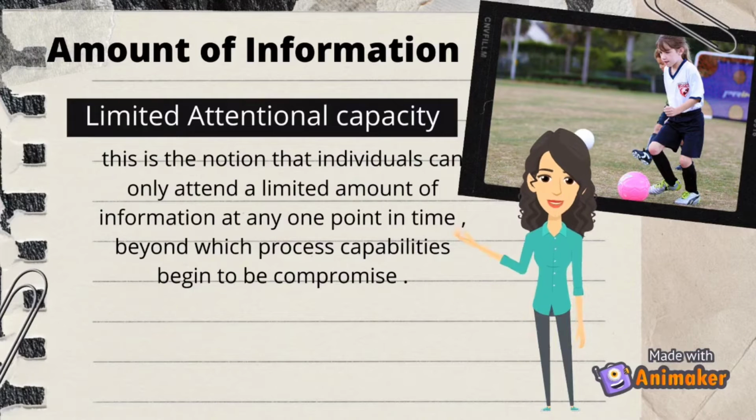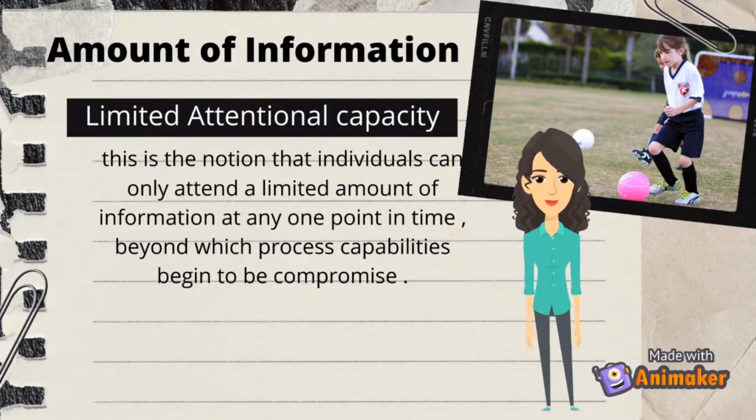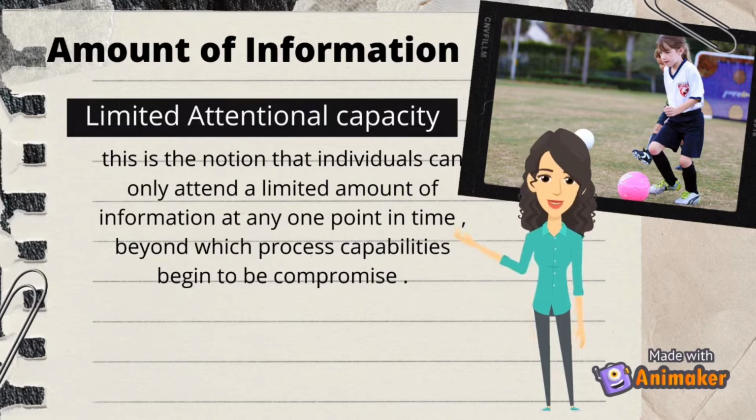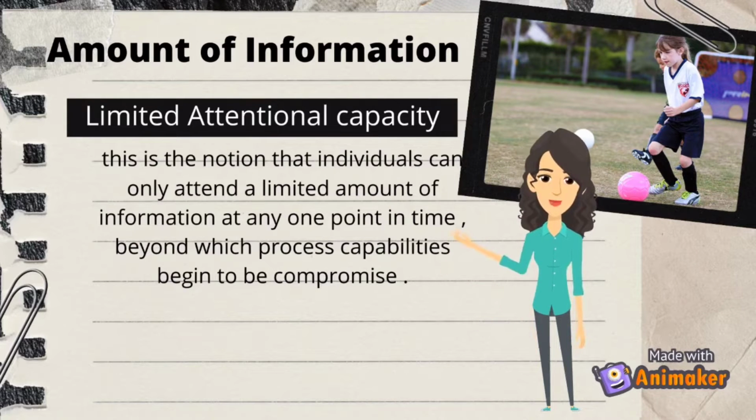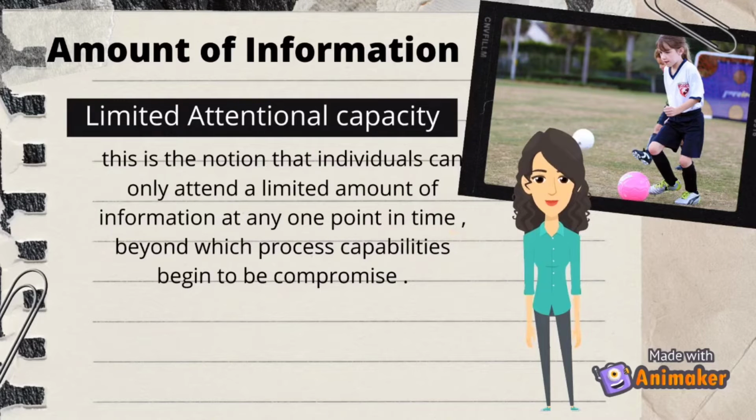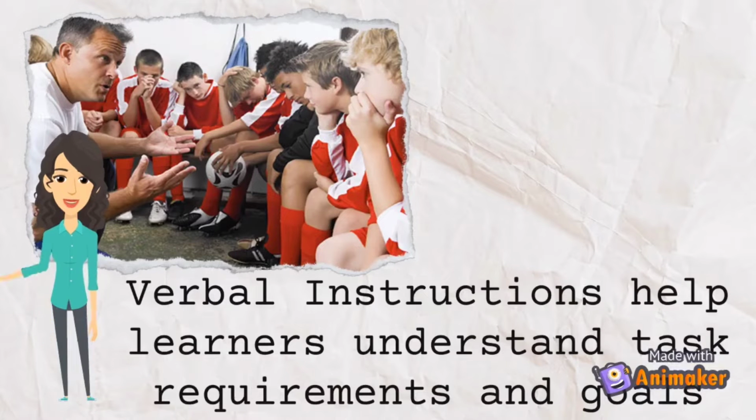Amount of information. Limited attentional capacity. This is the notion that individuals can only attend to a limited amount of information at any one point in time, beyond which processing capabilities begin to be compromised. Verbal instructions help learners understand task requirements and goals. A person can attend to only a limited amount of information at any one time. When too much information is presented within a single context, a person's ability to process it is overwhelmed.